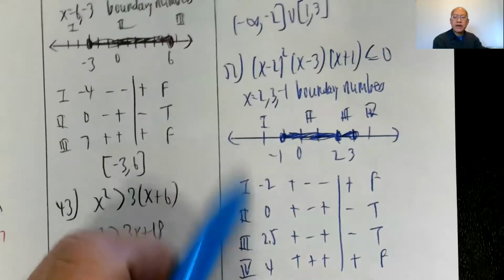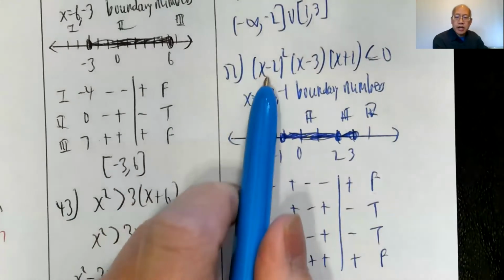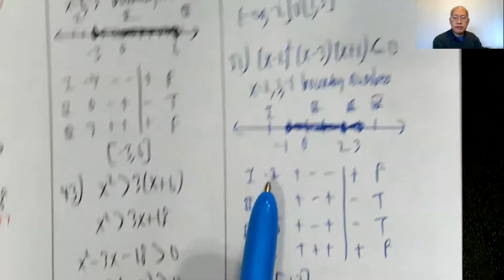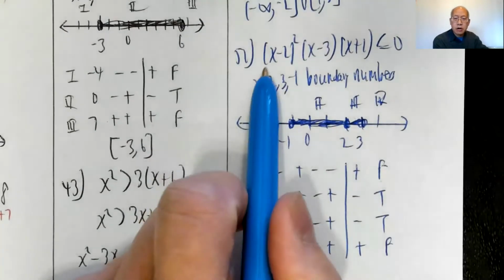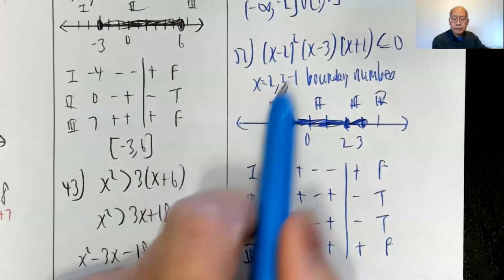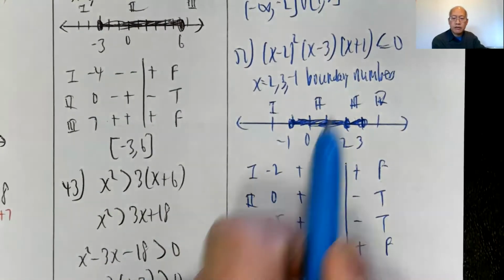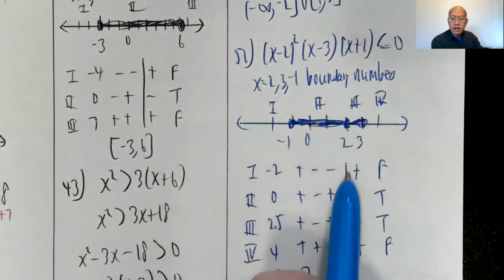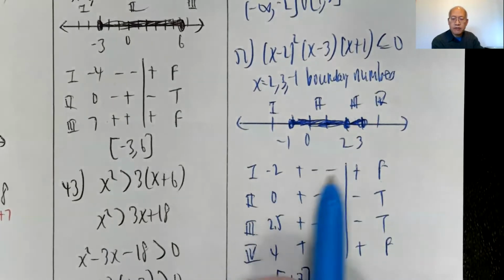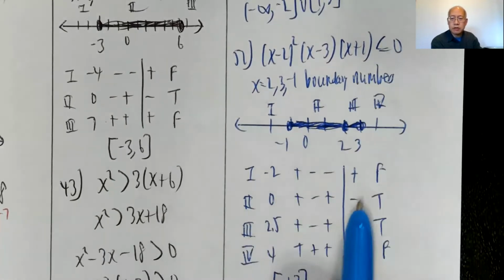Okay, I notice I have x minus 2 squared. So if I plug in any number besides 2, it's automatically positive. So plus, plus, plus, plus are for x minus 2 squared. That's already positive, so I just plug in here. Negative 2 minus 3, negative. Negative 2 plus 1, negative. Positive times negative, positive. Positive less than or equal to 0, false.